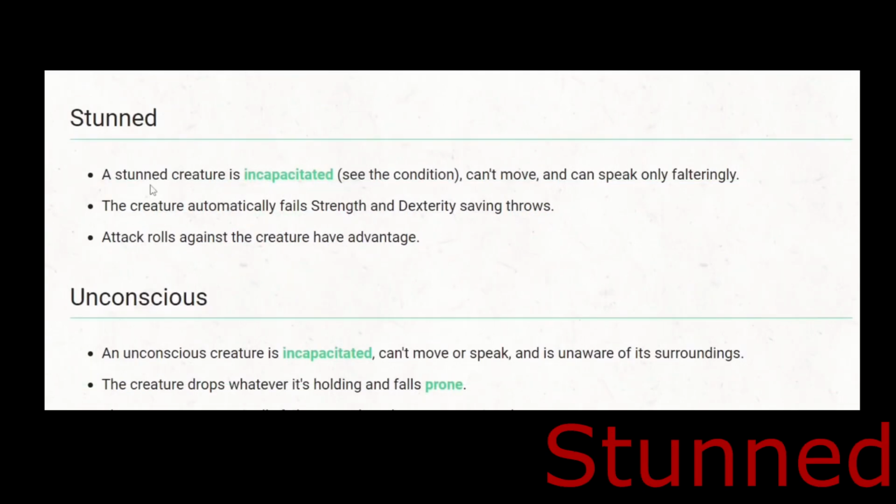Next, we have Stunned. A stunned creature is incapacitated. It can't move and it can speak only falteringly. The creature automatically fails its strength and dexterity saving throws. Attack rolls against the creature have advantage.